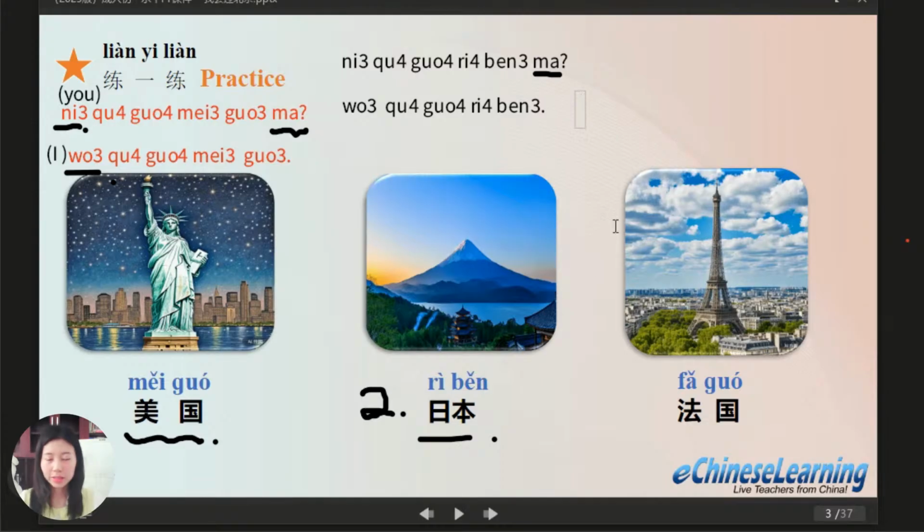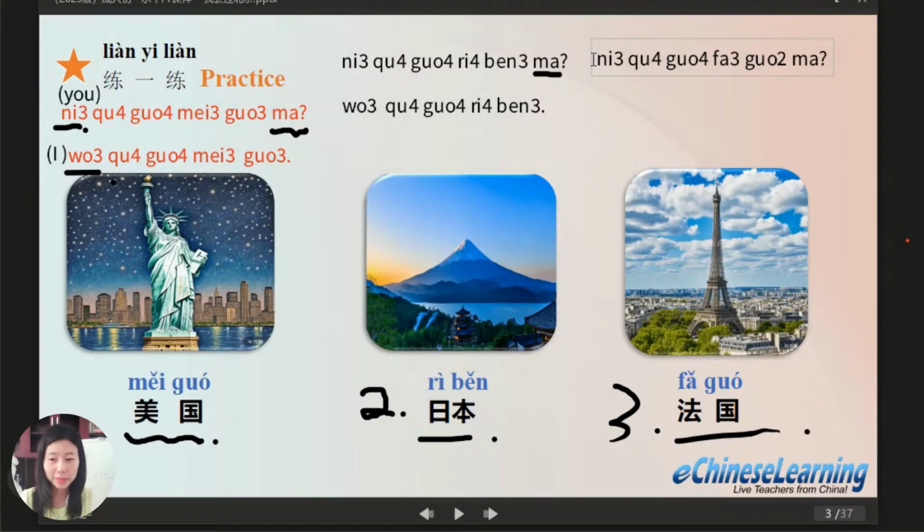The next one, let's see. We can see the Eiffel Tower, so that would be France. France we say 法国. Let me ask you again: 你去过法国吗? How can we say "I have been to France"? The sentence will be 我去过法国.